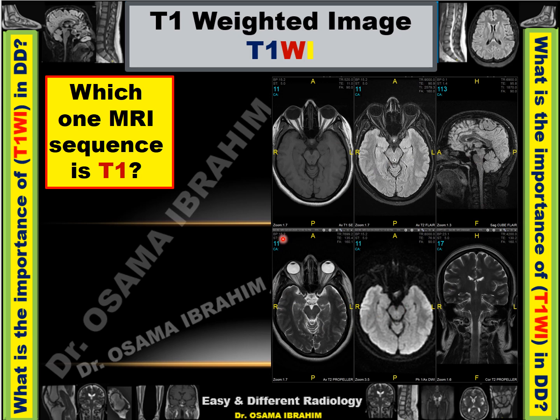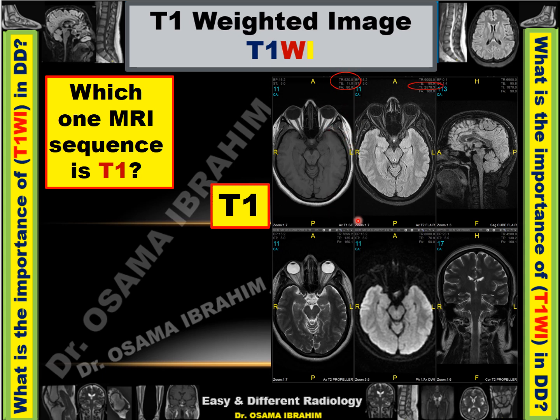Can anyone detect which of these MRI sequences represents T1? This one. Why? Because CSF in the perimesencephalic cistern appears low signal, and also in the aqueduct of Sylvius this dot appears low signal. However, the fat in the retroorbital regions and subcutaneous regions appears bright. So this is T1. Also, according to the MRI parameters as I described before, TR, TE, FA, these parameters represent T1.